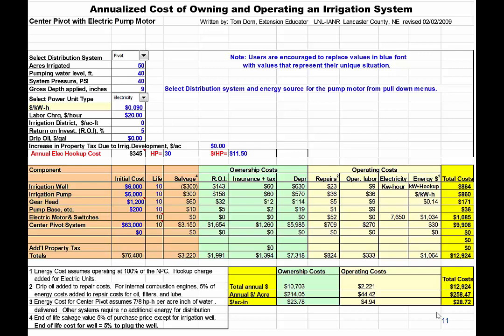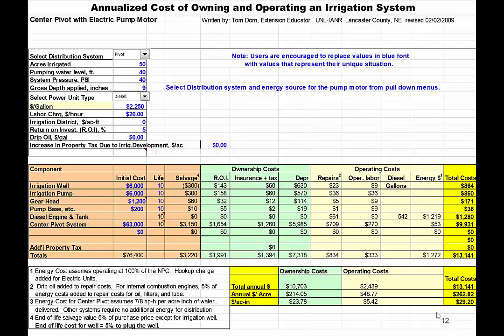You've got ownership costs over time and operating costs. The big numbers are right here. It costs about $214 per year to own the system and $44 a year to run it. That's counting labor, that's counting fuel, all of that. If we switch to a diesel system, the ownership costs stay the same, but the operating costs go up about 5 or 10% just because you're burning more fuel or more expensive fuel. So I encourage you to run this spreadsheet before you buy an irrigation system so you can get a real good handle on what your actual costs are.